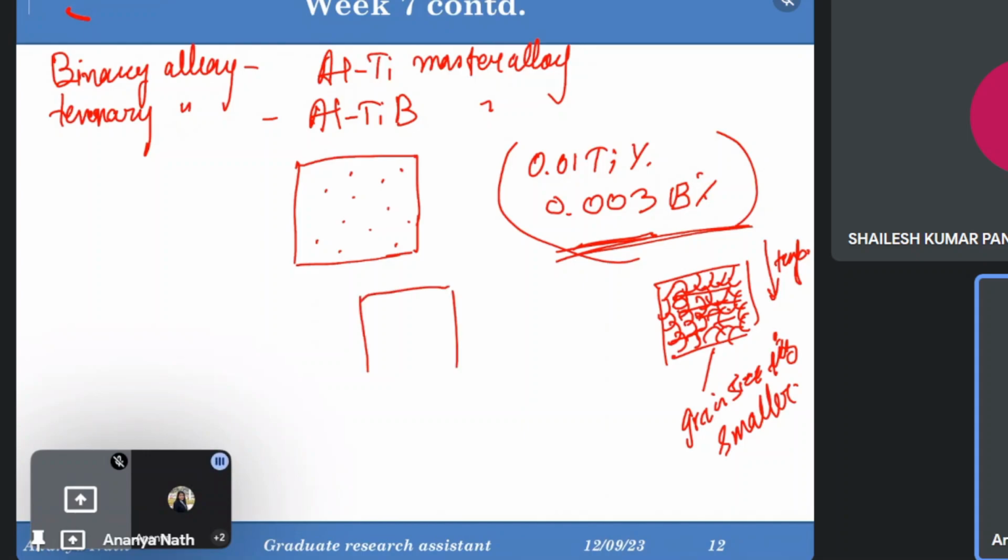So the inclusions have some faces, and depending on how many faces they have, the nucleation will take place, because some support is needed for the nucleus to grow. So the nucleus will grow or nucleate in a particular phase. So that phase is very important.